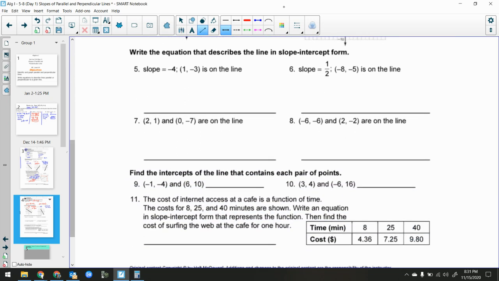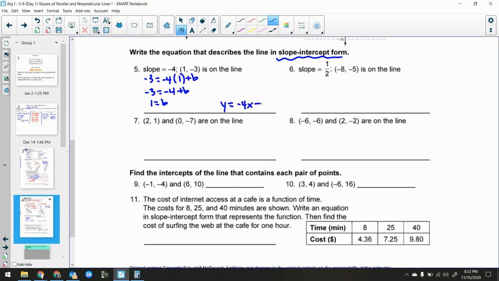And now for the last several here, I want to put these into slope-intercept form. I'm going to do the solve for b method for these. If you'd like to see the point-slope method, all you do is just put it in point-slope and solve for y. All right, so let's get going. We have y equals negative 3 is my y value. Negative 4 is my m. 1 is my x. Plus b. So negative 3 is equal to negative 4 plus b. Add the 4 over to the other side. 1 is my b value. So y is equal to negative 4x plus 1.